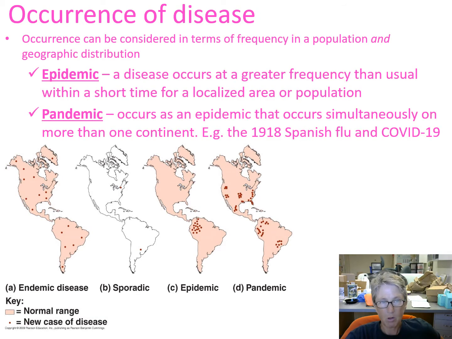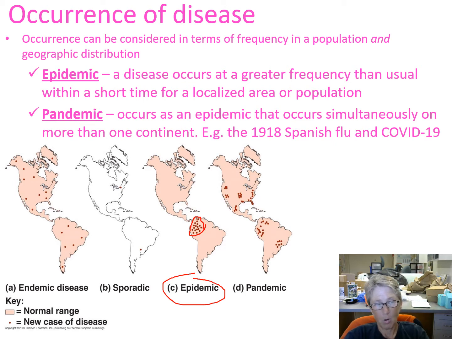Okay, more occurrence of disease. If you are an epidemic, so that's letter C here, the disease has a normal range, but in a certain area or a certain population of people, the disease occurs at a greater frequency than usual and within a really short time span. So this would be a cartoon of epidemic.